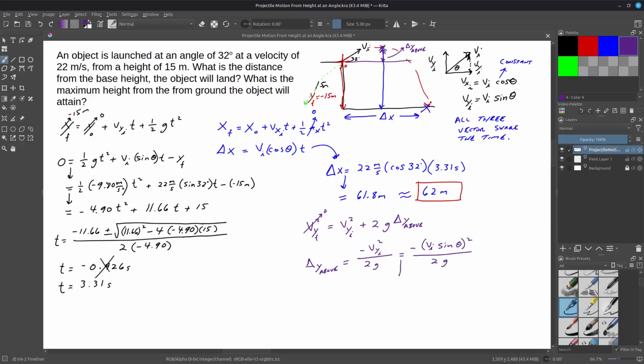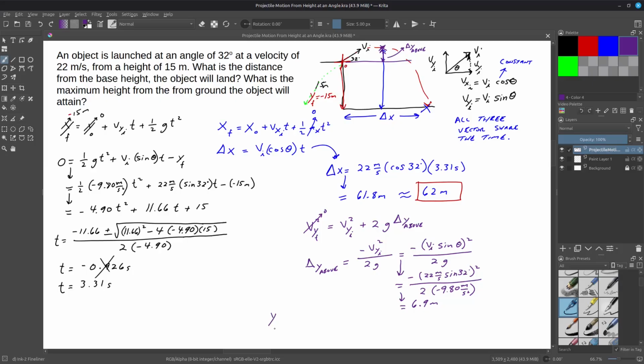Okay, now let's put some values. Negative, the 22 meters per second are in the parentheses, so don't forget to do that. Sine 32 degrees squared, times negative 9.80 meters per second squared. And again, you can use 10 or the 9.81, it doesn't matter. Okay, and that's going to give us 6.9 meters.